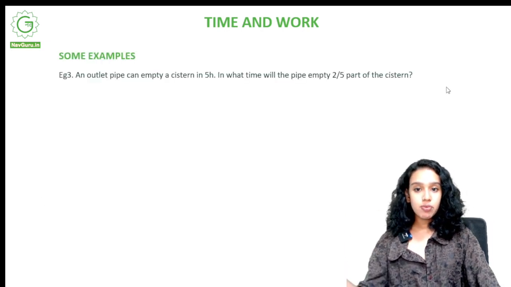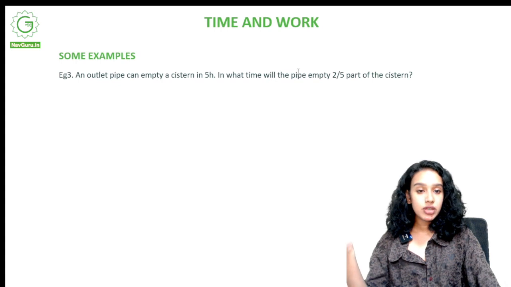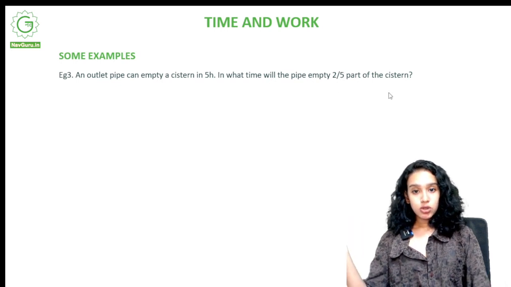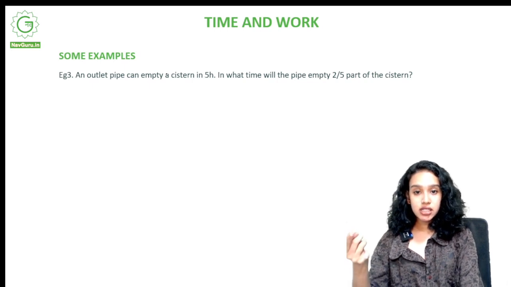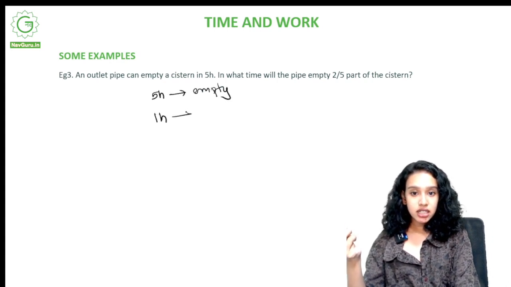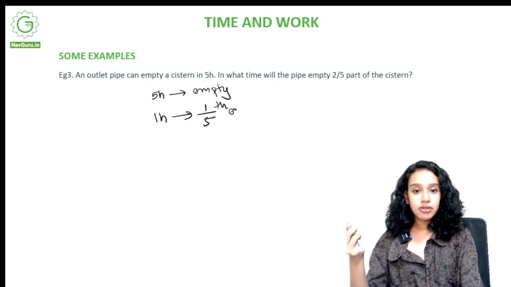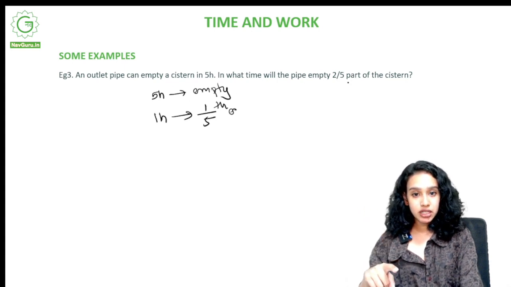Now let's see an example of pipe and cistern. An outlet pipe can empty a cistern in 5 hours. In what time will the pipe empty 2/5 parts of the cistern? So an outlet pipe can empty a cistern in 5 hours. So in 5 hours it will empty it, right? So in 1 hour it empties 1/5th part, right? Now in what time will the pipe empty 2/5th part? So in 1 hour it will empty 1/5th part.